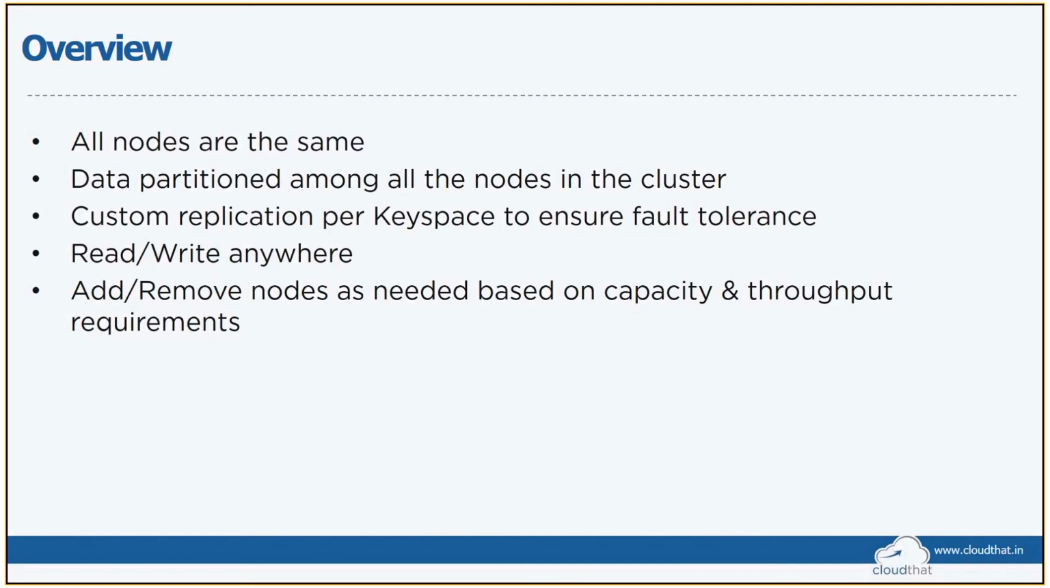I can write to any node and read from any node, and the nodes are aware of the kind of data that they have. In case a node doesn't have the data, it passes the request on to another node so that I still get a response from the database. But the replication factor, the number of copies of a particular piece of data that I want to have, is something the administrator needs to decide.